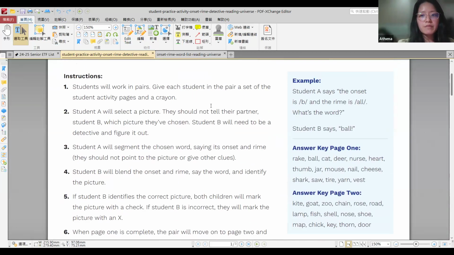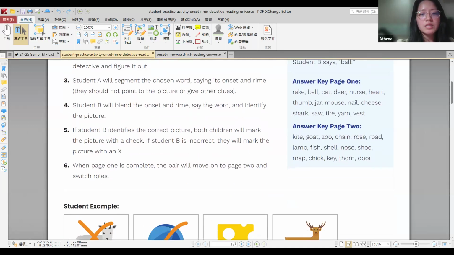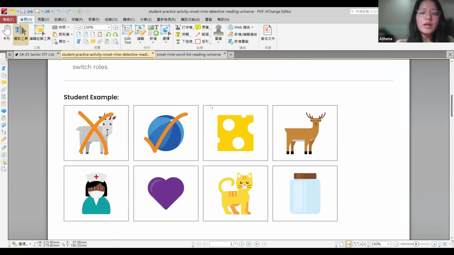For example, student A will say the onset is b, and the rhyme is all. So what's the word? You can ask the student to circle it. They have to look for the word ball. So the practice can be played in pairs, and one student says b-all, and the other student circles the word, or checks the word, something like that.